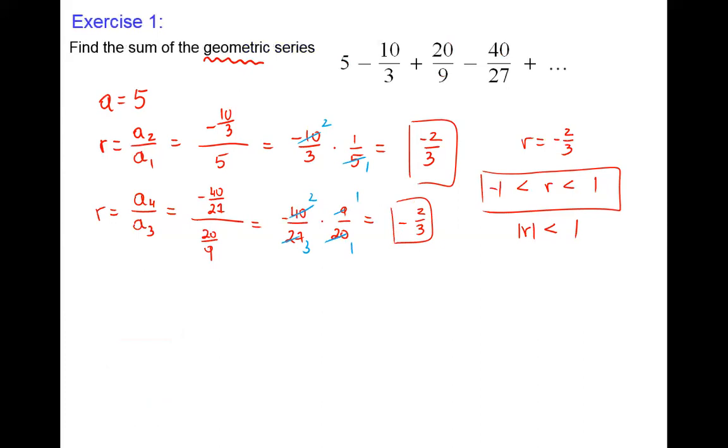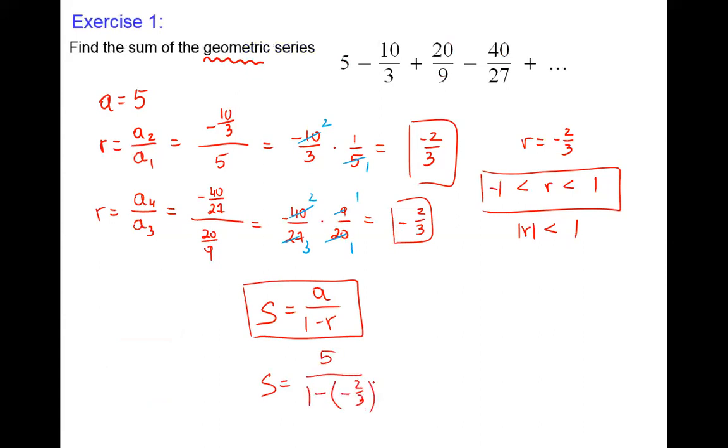Okay, that means now, since this geometric series is convergent, I can find the sum. A over 1 minus r. The first term A is 5, over 1 minus negative 2/3. 5 over 1 plus 2/3, this will be 5 over 3, and 5 multiplying by 3 over 5, I'm getting 3 only. I can simplify, of course. That means the sum is 3.